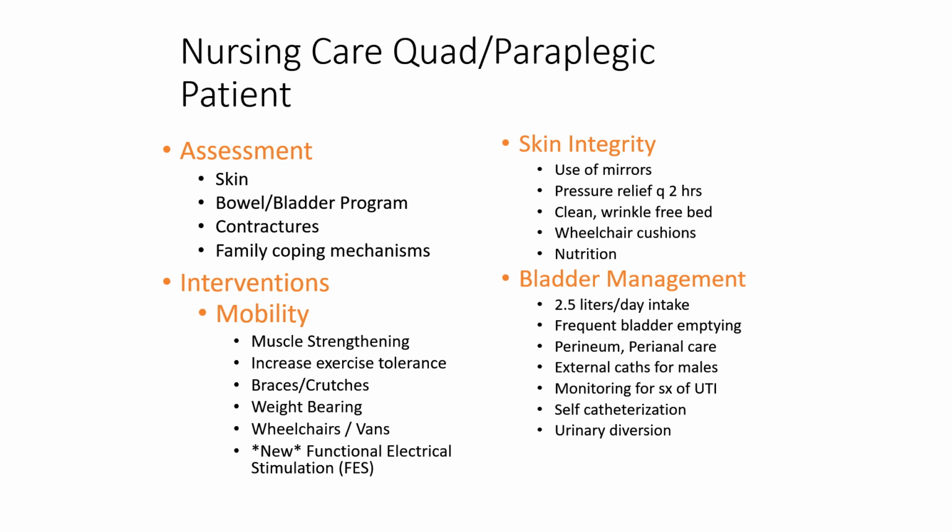We want to increase their exercise as they can tolerate it. They may need braces or crutches. Some of the lower spinal cord injuries may be able to walk with braces and crutches. We want to encourage weight bearing for those who can tolerate that, because remember, when we weight bear, we prevent osteopenia and osteoporosis. Now, they may need transportation modifications such as wheelchairs and vans.